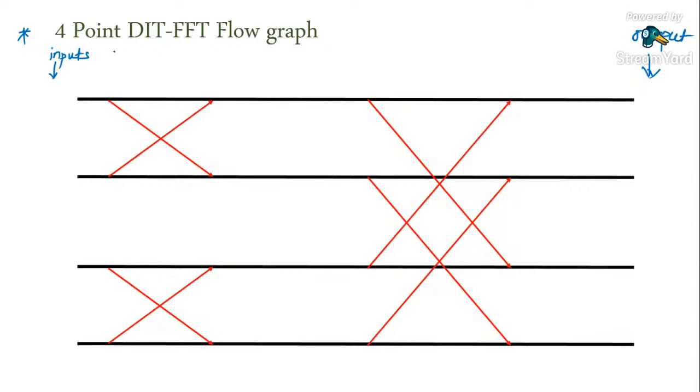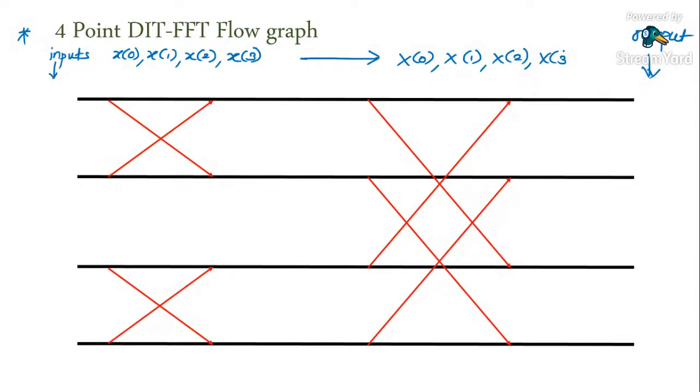So in 4-point, what are the inputs? Small x of 0, x of 1, x of 2, and x of 3 are the inputs, correct? And what are the outputs we get after this? Capital X of 0, capital X of 1, capital X of 2, and capital X of 3. Means the DFT, we are getting the answer through the FFT. So in the 4-point DIT FFT flow graph, inputs you can't write as x of 0, x of 1, x of 2, x of 3. Inputs are out of order and outputs are in order.